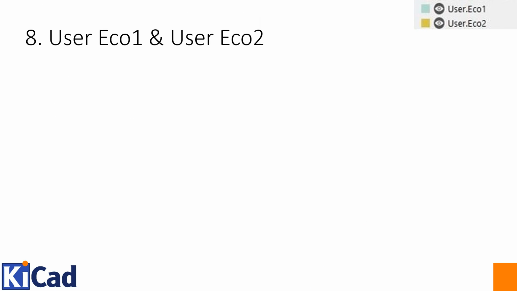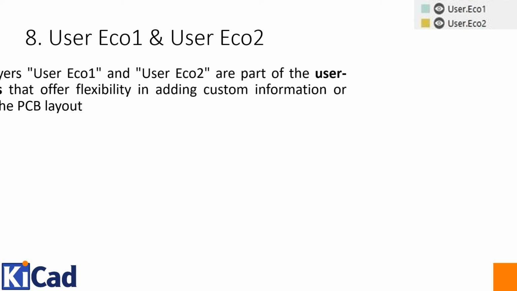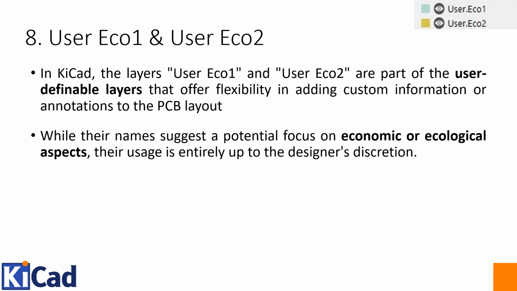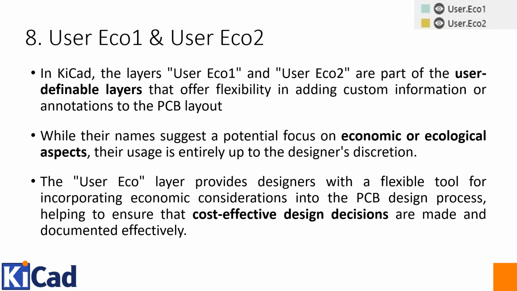Now we will discuss the next layers, that is user Eco1 and Eco2. In KiCad, the layers user Eco1 and user Eco2 are part of the user definable layers that offer flexibility in adding custom information or annotations to the PCB layout. While their names suggest a potential focus on economics or ecological aspects, their use is entirely up to the designer's discretion. The user eco layer provides designers with a flexible tool for incorporating economic considerations into the PCB design process, helping to ensure that cost-effective design decisions are made and documented effectively.